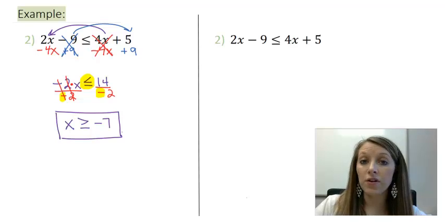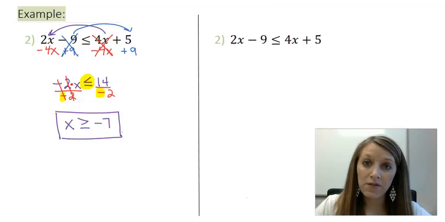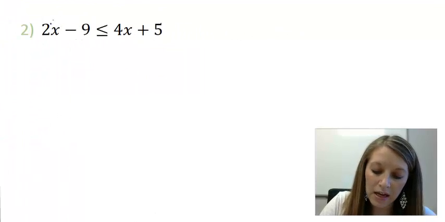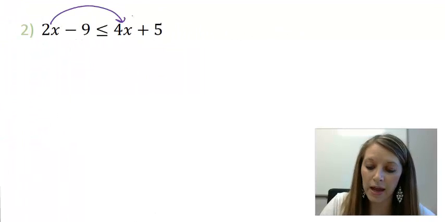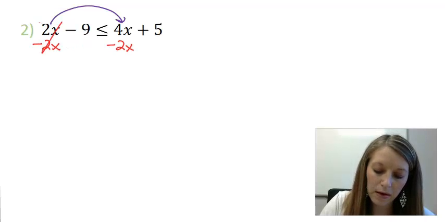So I solved it the first way by moving my variables to the left. The disadvantage of doing it this way is that you have a negative that you have to worry about dividing by. Let me show you the alternate way to go about it. So instead of moving my variables to the left, I can move my variables to the right. And I do that by subtracting 2x from both sides. If I do that, then I move my constants to the left by subtracting 5.